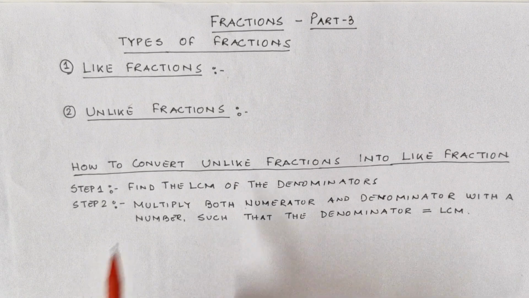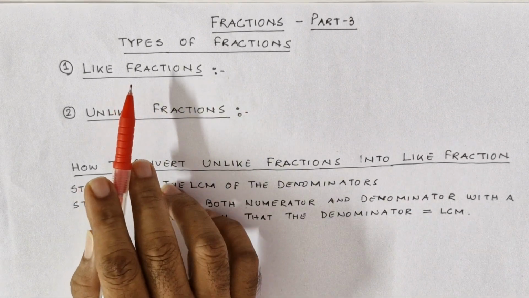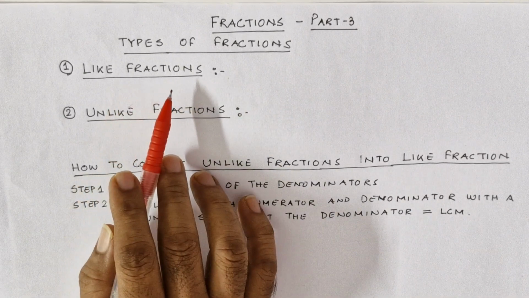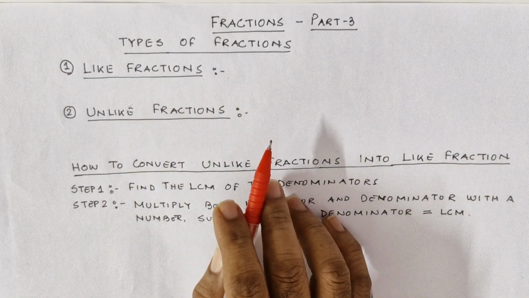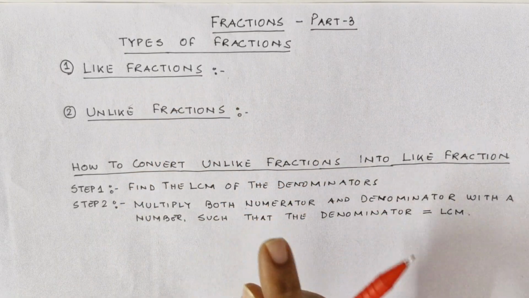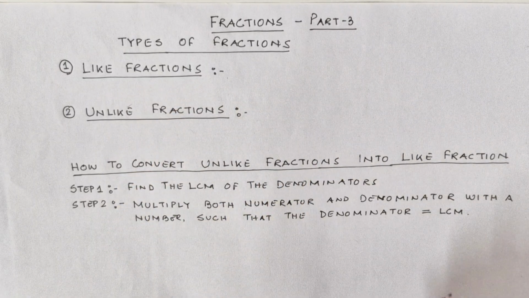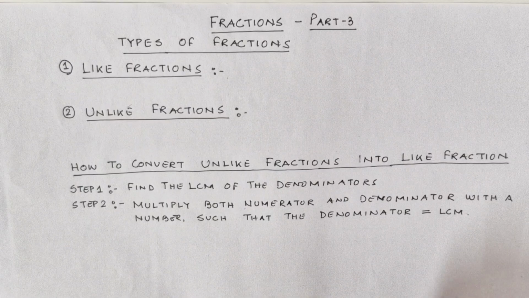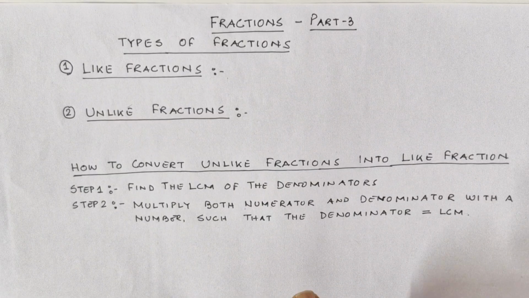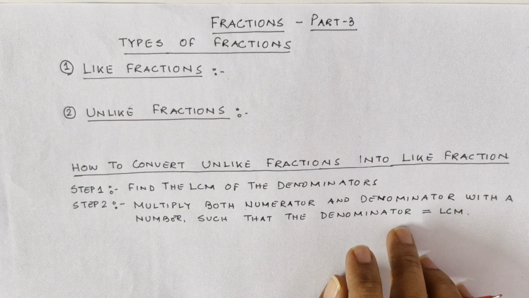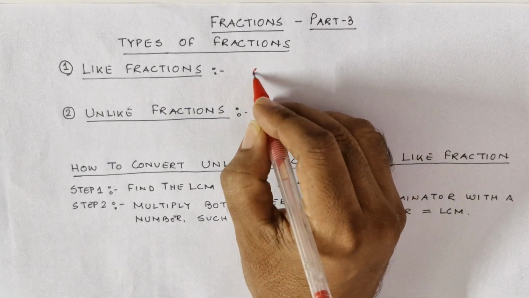So let's start. The first one in types of fractions is like fractions. Now what are like fractions? Like fractions are those fractions that have the same denominator. Fractions having the same denominators are called like fractions. So let's take some examples.